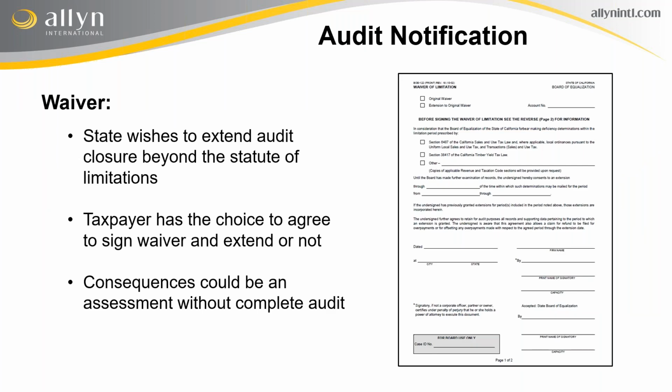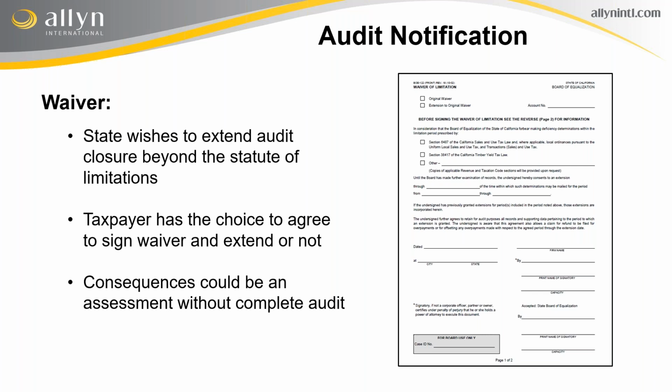Another document which is often included as part of the audit notification is a waiver. A waiver is used when the state wants to extend the audit closure beyond the statute of limitations date. Many states typically have a 3 to 4 year statute of limitations, and it's important to note that you will need to review the statute from each state and take note of when the period starts. For example, when tax is remitted, which may not coincide with the invoice date.